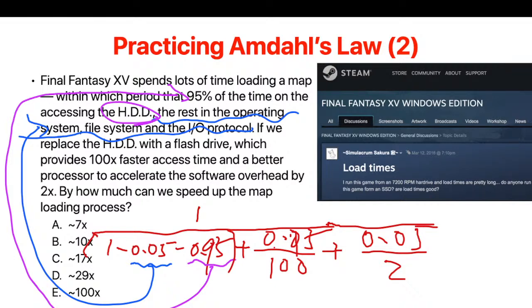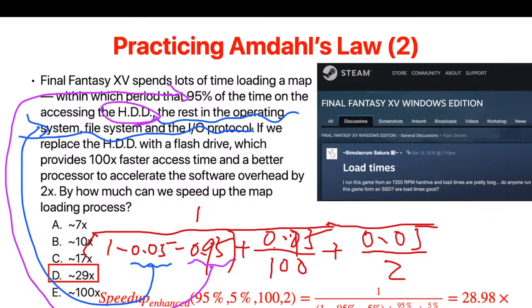So here's the thing. Look at this one. This is how we arrive at the answer. And it would be nice that when you are answering this question, you also say that F1 represents the fraction of time spent in the software, and F2 is the time spent in the hard disk drive, before you jump directly into this equation. After you replace F1 and F2 in this equation, you will figure out the numbers to put in, and if you calculate that, it will give you about 29 times speedup.